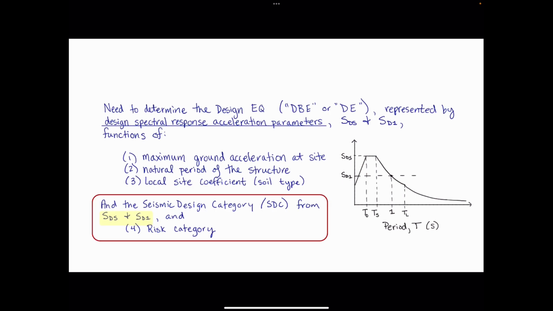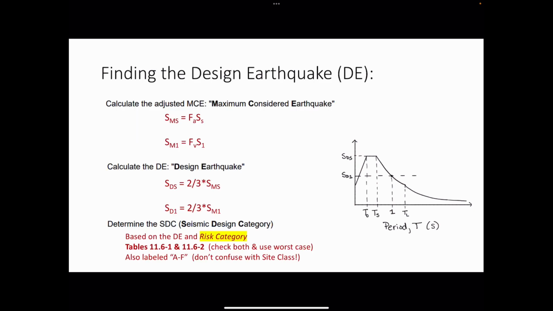All right, so now after determining the design earthquake, you can figure out the seismic design category. So we'll look at that now. Seismic design category is based on the design earthquake and also on the risk category. So these are found in two tables that are also on page 4 of your handout. We need to check both and use the worst case.